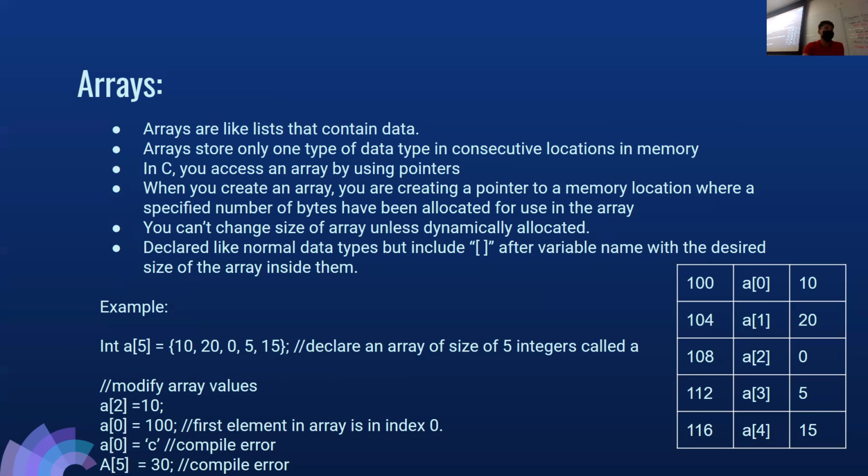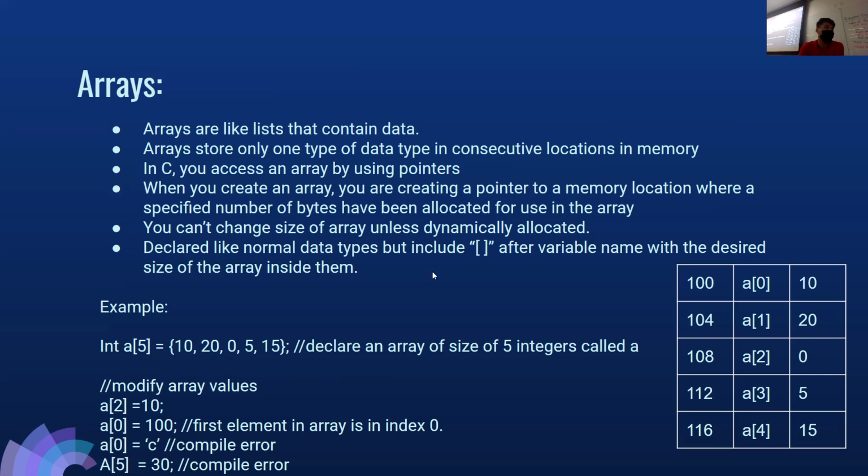And you access an array by using pointers, kind of. An array is pretty much an address in memory. When you make an array, the compiler is making the space in memory for the storage of whatever you want to store.